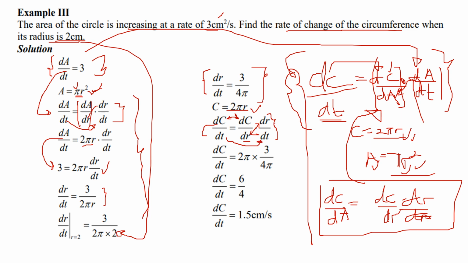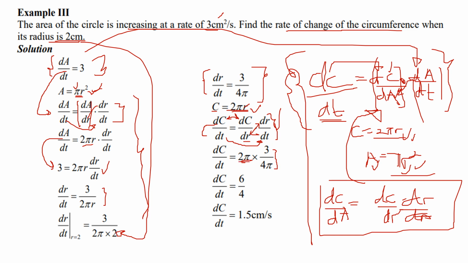But remember that we have already got our dr/dt, and our dC/dr is the same as 2 pi r. So we are going to say 2 pi r multiplied by the dr/dt, which was 3 divided by 4 pi. If you differentiate circumference with respect to radius, this radius is going to go away and then remain with 2 pi. That's why you are seeing here 2 pi.